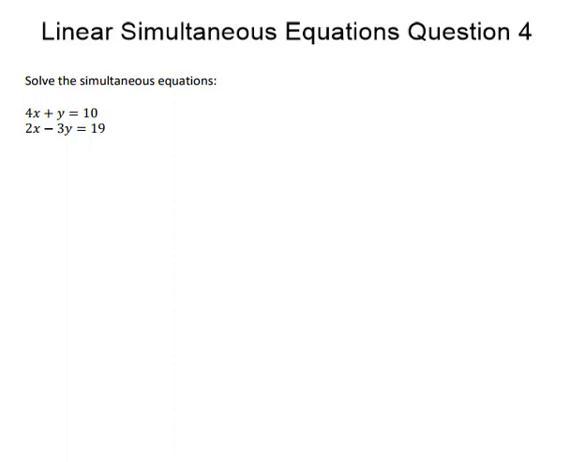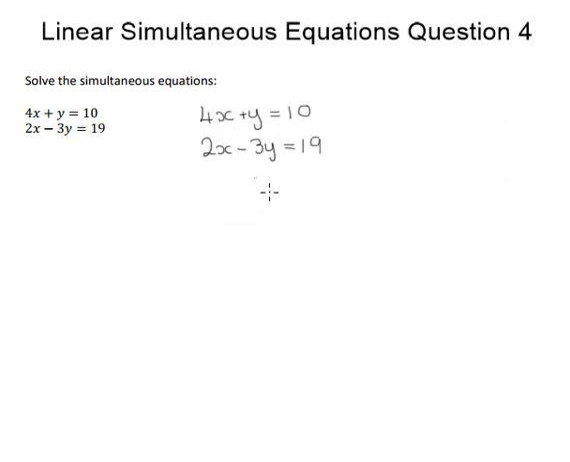Okay, so this video takes a very similar form to question 1 that we looked at earlier. So what I'd recommend doing first is let's write this out in big at the top. So we have 4x plus y equals 10 and 2x minus 3y equals 19.